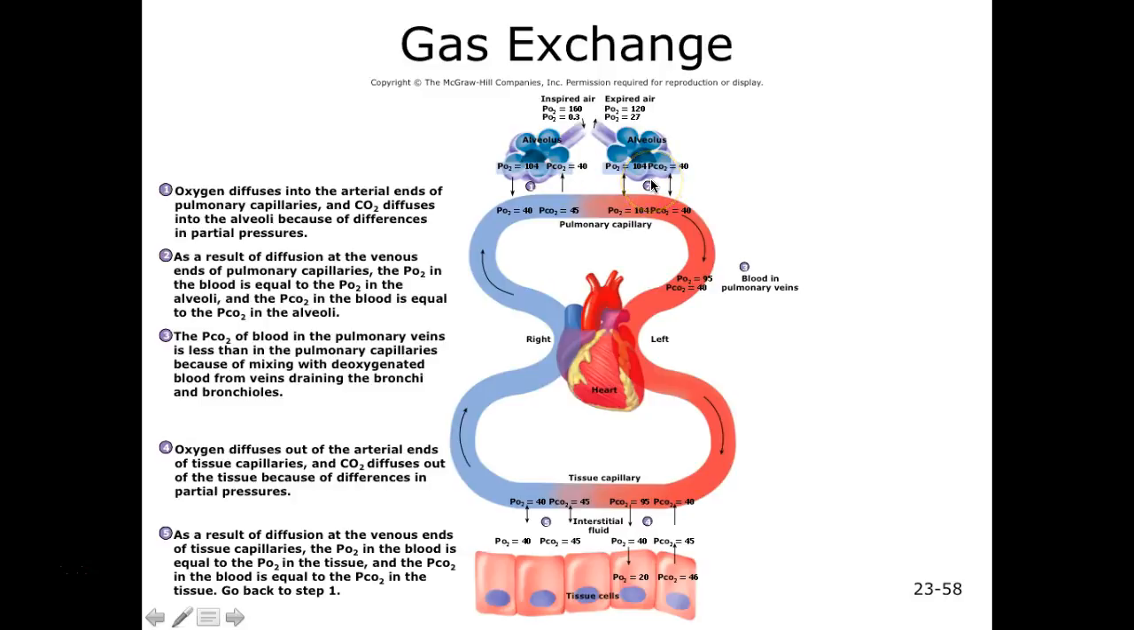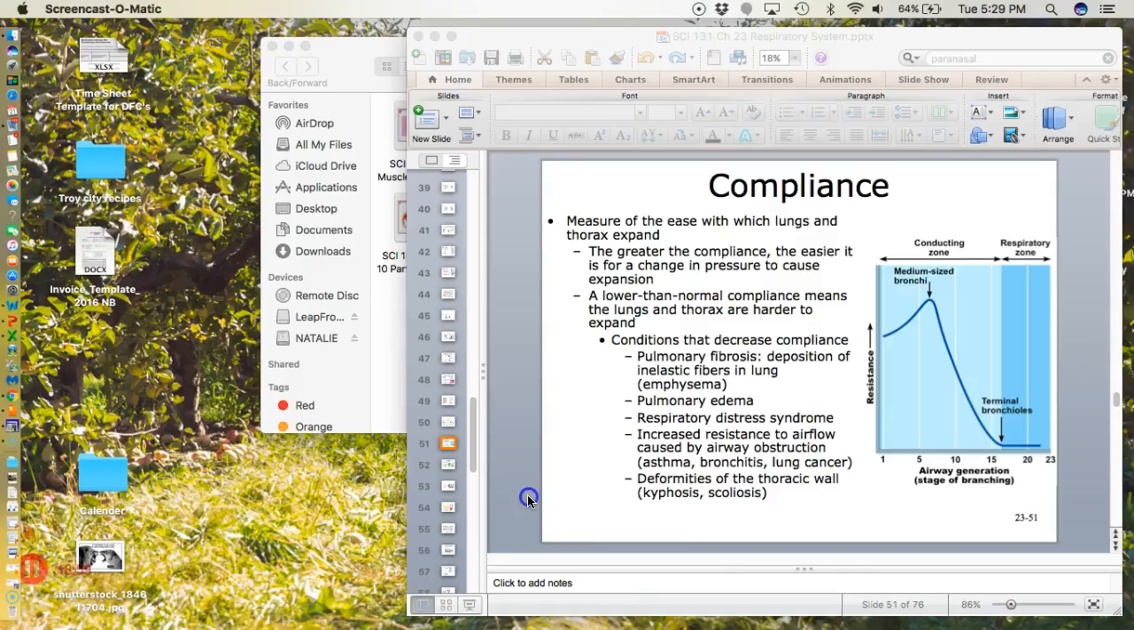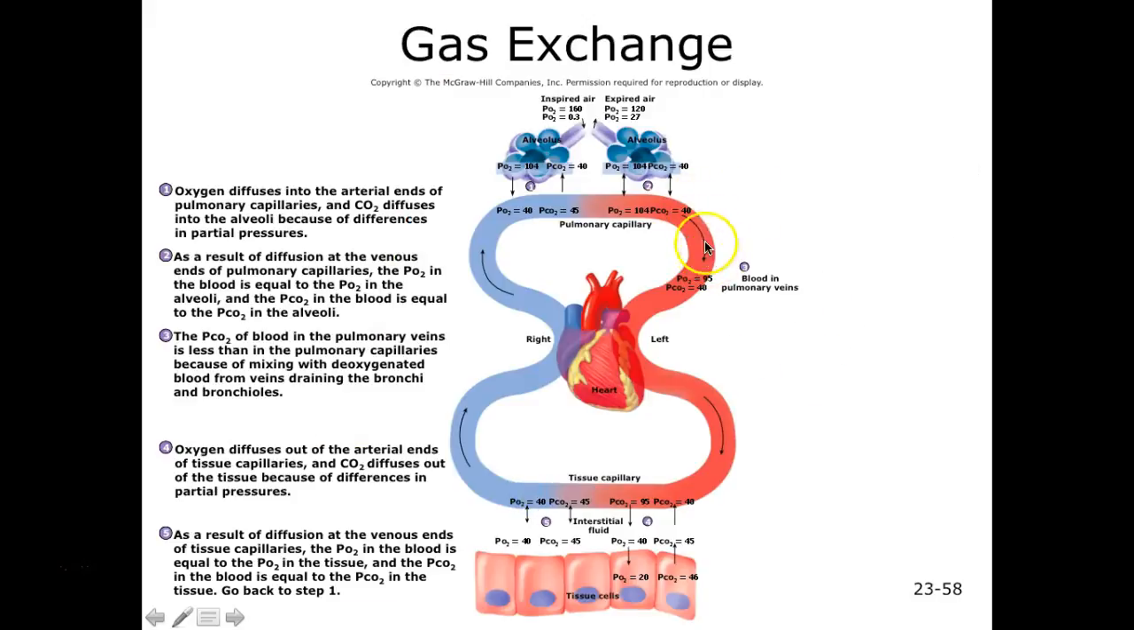So we have this diffusion take place at the venous ends of our pulmonary capillaries, and our partial pressure of oxygen is going to be equal at this level when we expire. So we have 104 here, 104 here, and the same with the carbon dioxide, 40 here and 40 here. As we continue on down, we see that our oxygen levels here are 104.